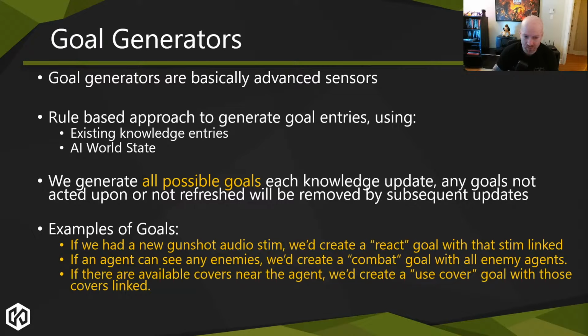Additionally, if you can see enemies, we might do a combat goal. If we have covers, your cover system, for example, might say, hey, there are covers around you within 5 meters. So I'm going to create a use cover goal, and here are all the covers within 5 meters of you. So I don't have to go to the cover system and ask for all covers within this range. It's basically telling me, if you want to use a cover, here's all the information you need to do it.